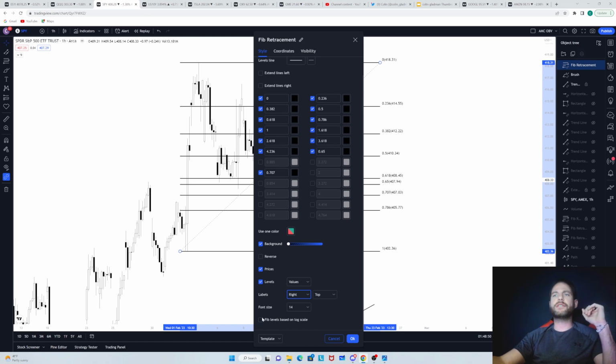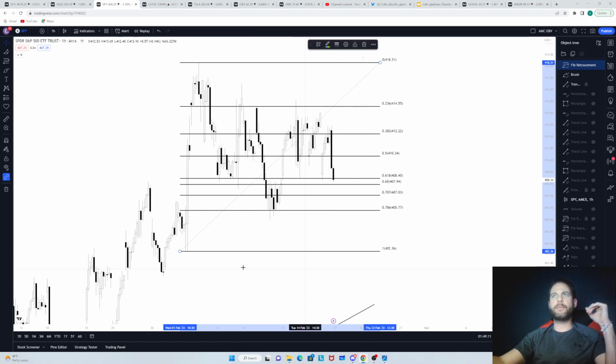Also, there's a fib levels based on log scale. I've talked about this many times before. You can see in the background how it's just barely, slightly changing. Both levels are valid. I look at both with the fibs based on log scale, both on and off, really to see where you're getting your best reactions in a particular range.